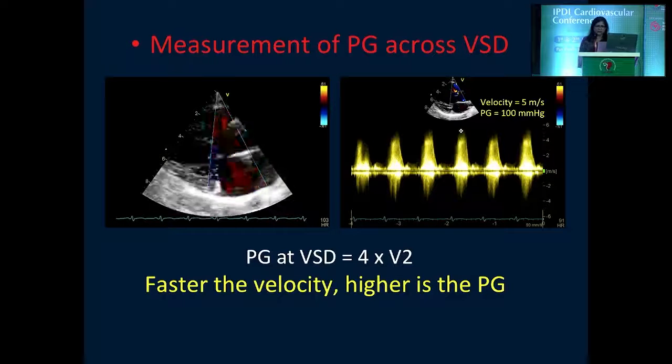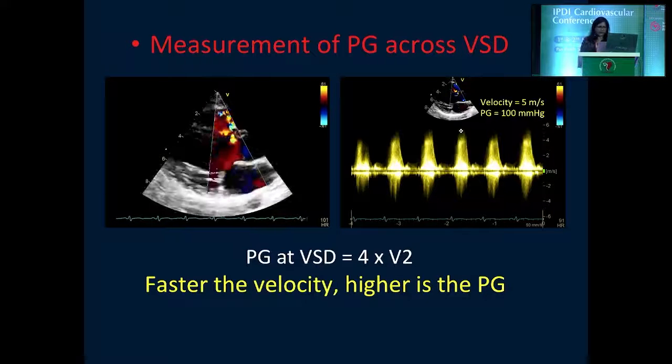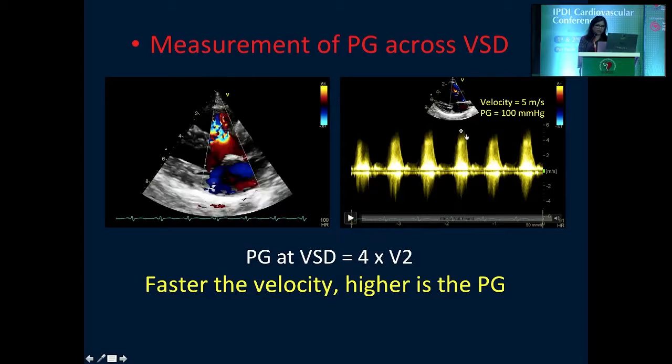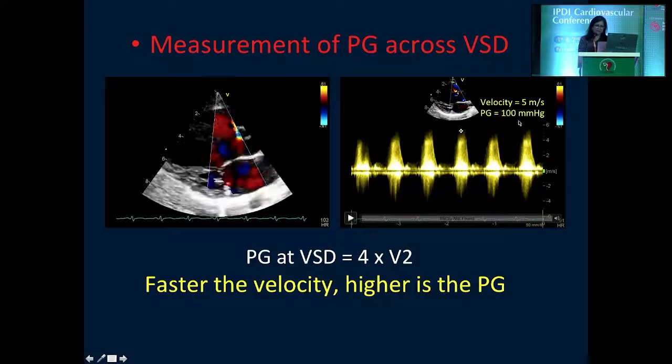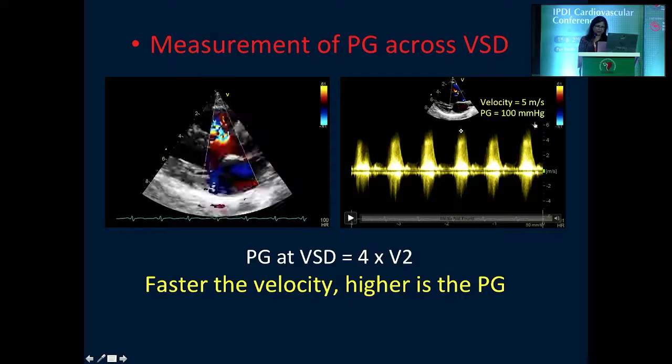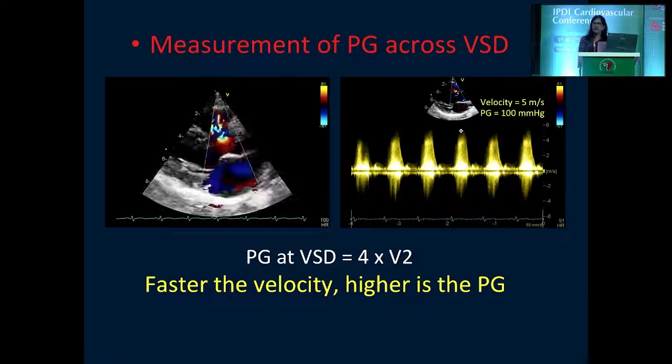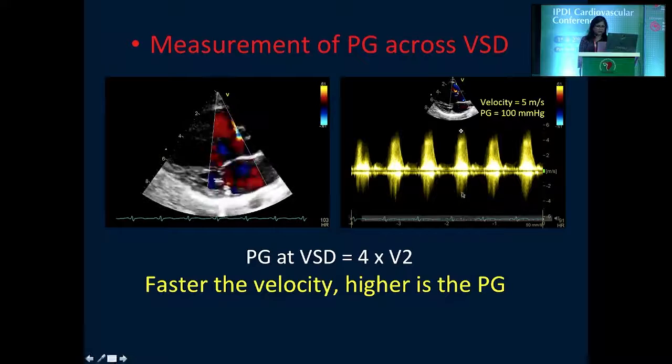Using this modified Bernoulli equation, we can measure the flow velocity across the VSD, as in this case, there is a small perimembranous VSD having left to right flow, and with the CW Doppler, we see that gradient is 100 millimeter of mercury. So faster the velocity, higher is the gradient, smaller is the VSD.